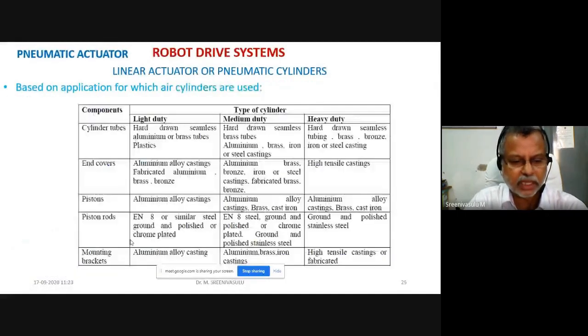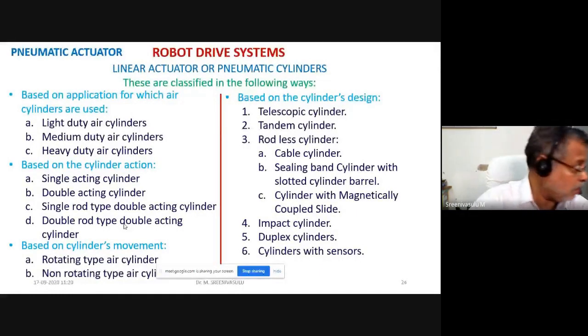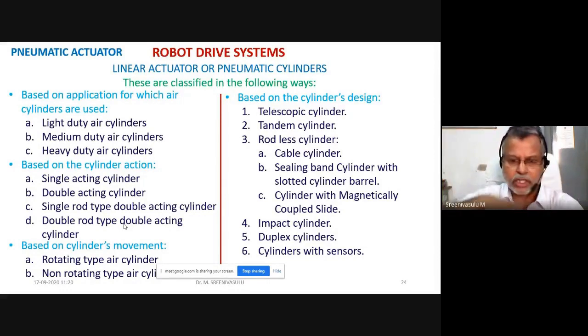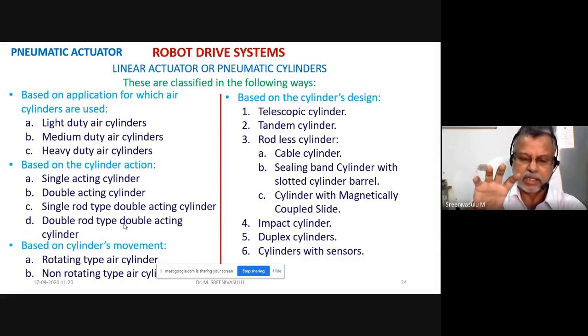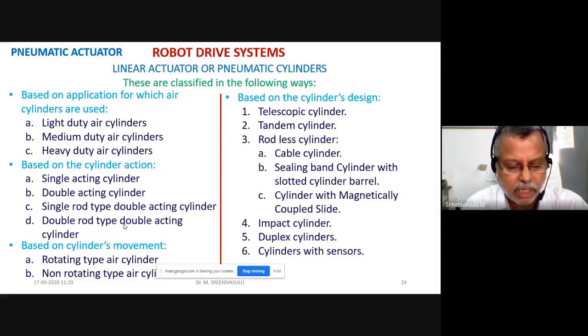Then, based on the cylinder's movement, rotating type air cylinder and non-rotating type air cylinder. They are going to introduce a vane in that. The vane can go on rotating within the cylinder, something like a rotary vane, wherein when the vane rotates, the air trapped in between has its space, its volume, reduced, and because the volume is reduced, its pressure is going to go on rising. That way you can imagine. That is how rotating and non-rotating types come into the picture.